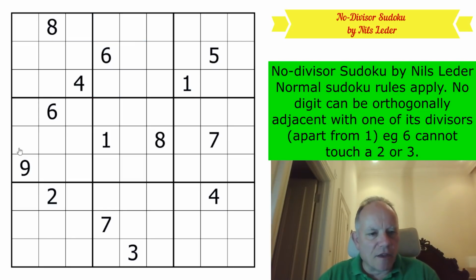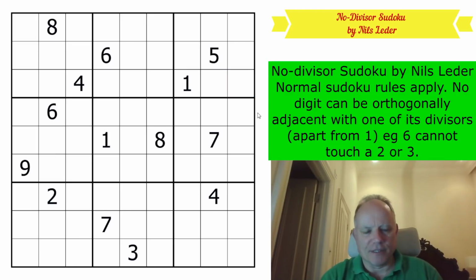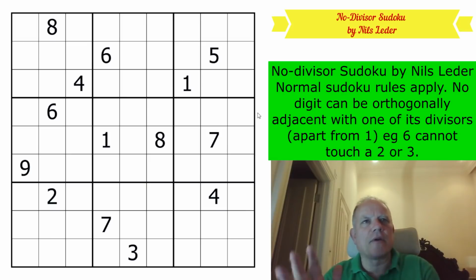Let's add another one. None of those can be a 3 because they're touching a 9. However, apart from that one, they could all be 1s, because 1s are exceptions. They're allowed to touch their divisors because they're trivial divisors. So there we go. Factors and divisors. The mathematicians amongst you will have no trouble thinking about this. I will probably have trouble separating out the ones.